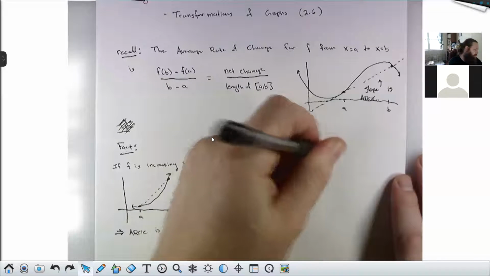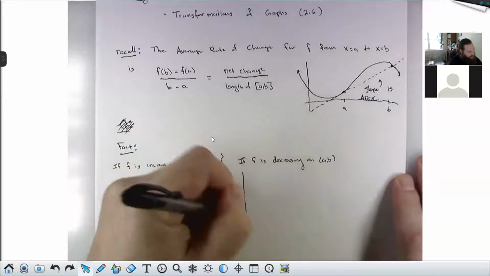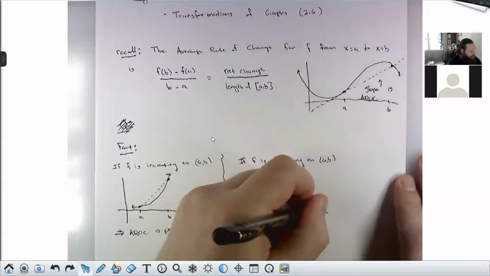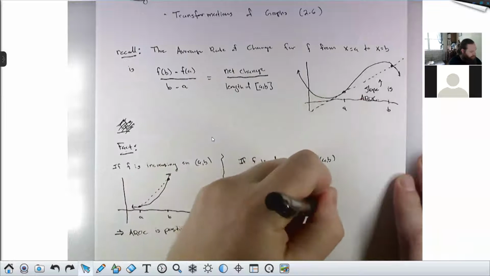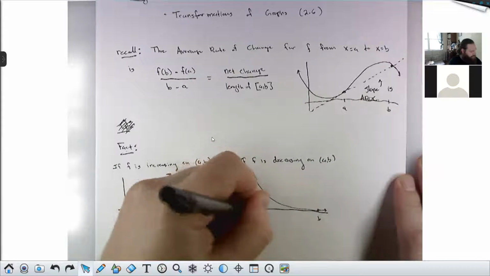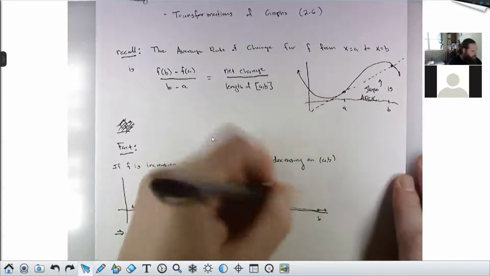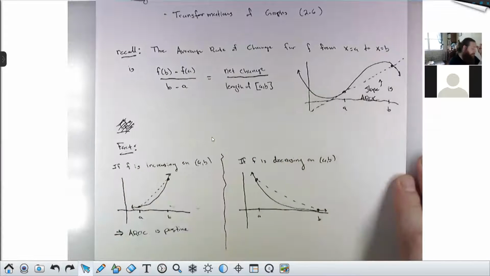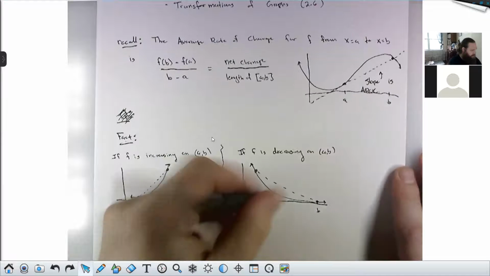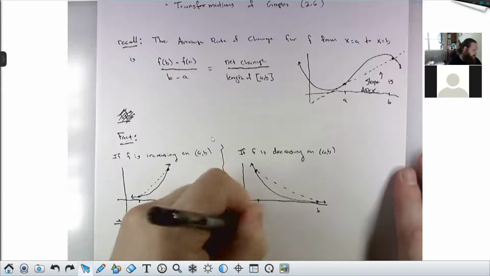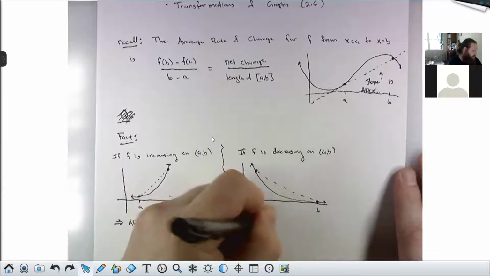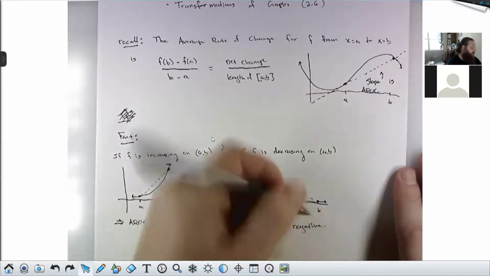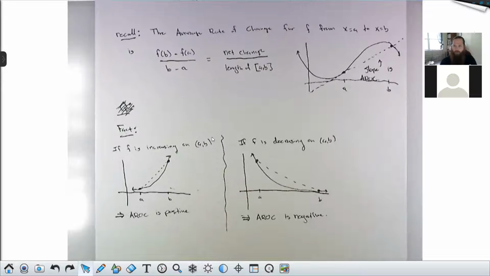And fact the second is that if f is decreasing on the open interval from A to B, so picture something like this, then that average rate of change has to be negative. And you can see that just by thinking about the slopes of the secant line, right? Here, the secant line has to have negative slopes. So this means that the average rate of change is necessarily negative.